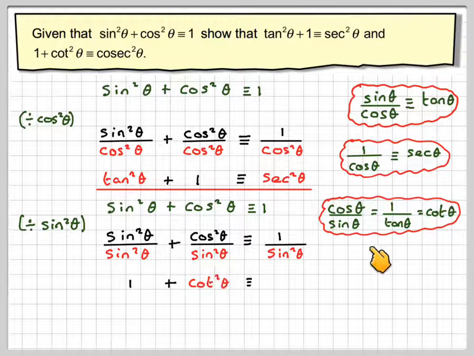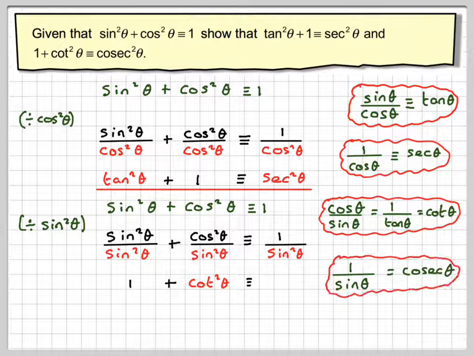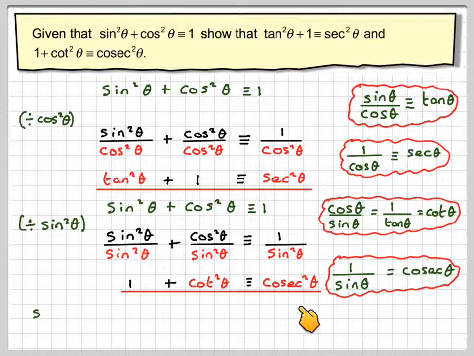because we've got cos squared over sine squared. Here I showed you that cos over sine is equal to cot theta. And then 1 over sine theta is equal to cosec theta. Therefore, this is equivalent to cosec squared theta. So we've got the expression 1 plus cot squared theta is equivalent to cosec squared theta.